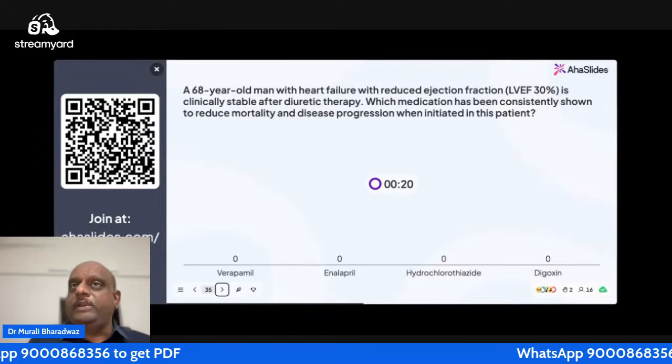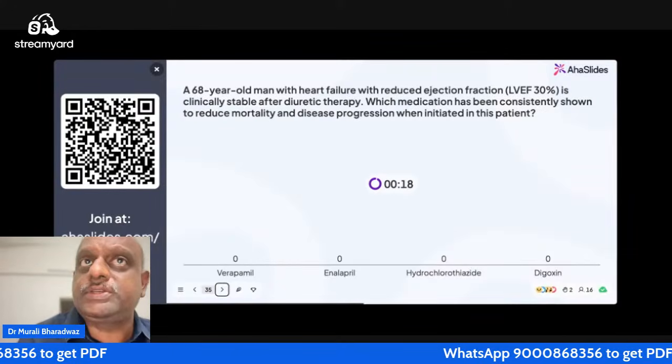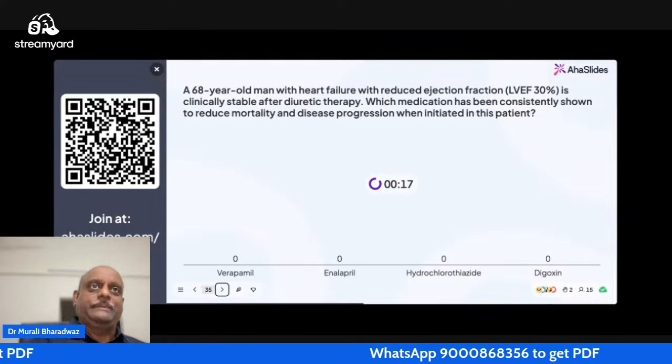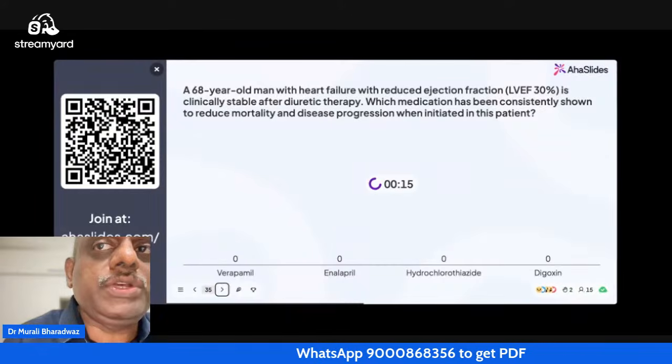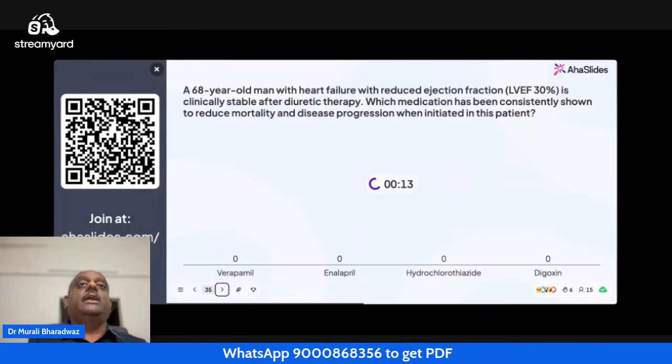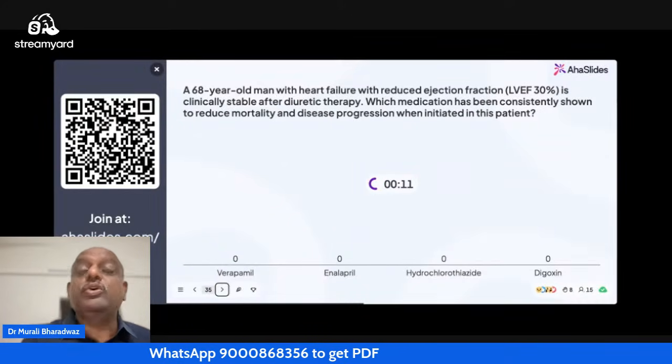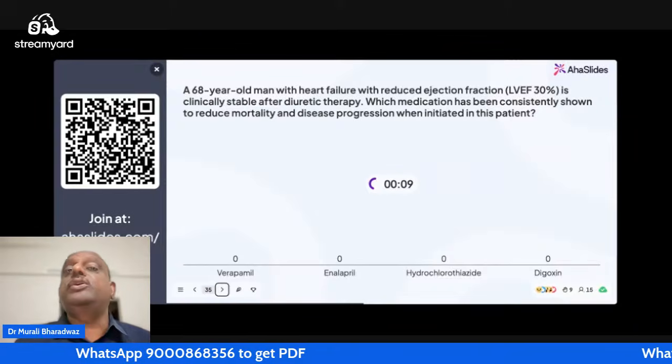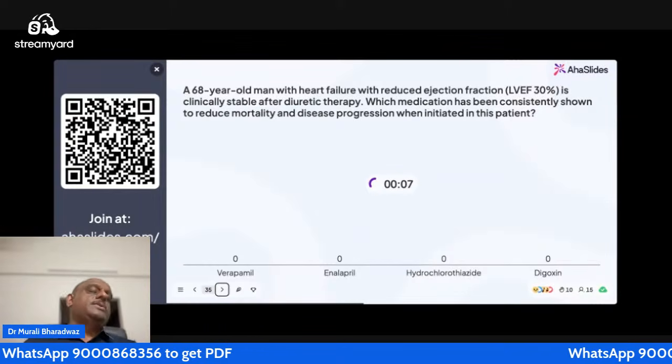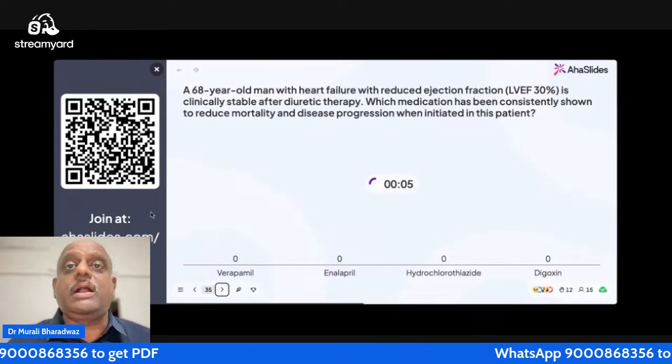68-year-old with heart failure with reduced ejection fraction, stable on diuretic therapy. Giving which additional drug improves the mortality, reduces the mortality in the patients who are having congestive heart failure?